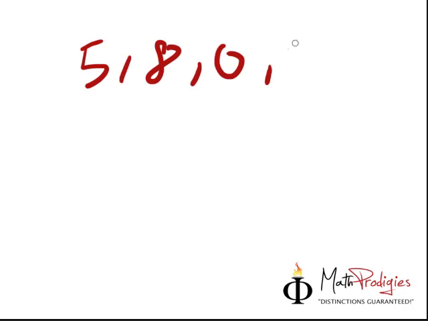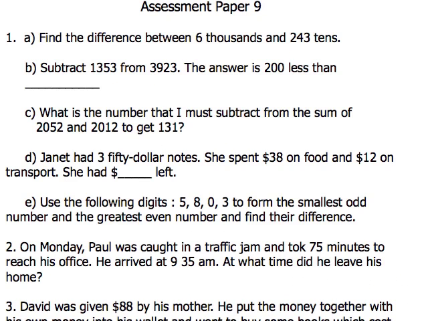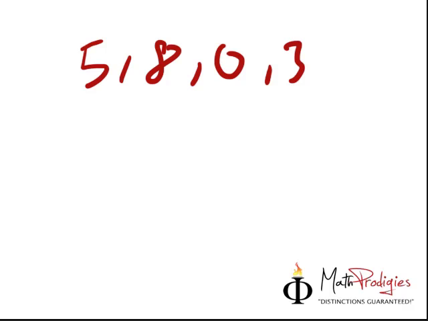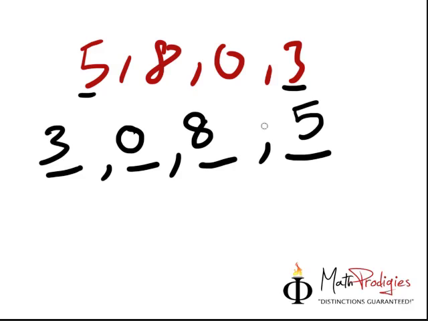Use the following digits, 5803. Now use these digits to form the smallest odd number and the greatest even number, and then find the difference. Find the smallest odd number. Smallest odd number means the last number must be odd. What is odd? Odd is 1, 3, 5, 7, 9. Last number must be odd, which means it's either 3 or 5. To find the smallest odd number, we should use 5 because the 3 can be used in front. And from there, we just take the smallest number, which is 3085. Okay, that's the smallest odd number.